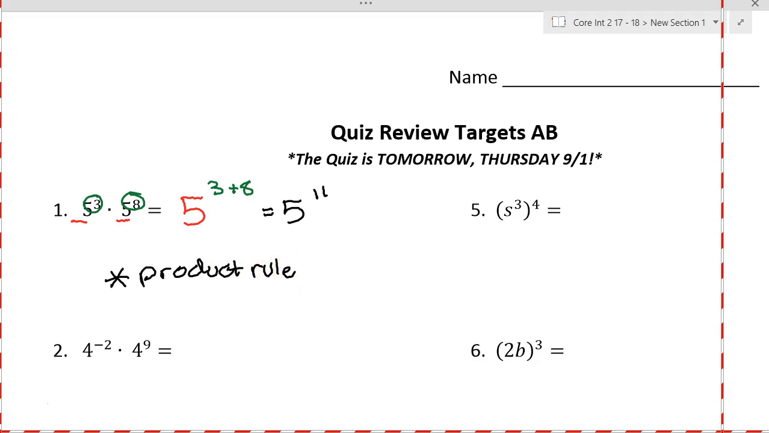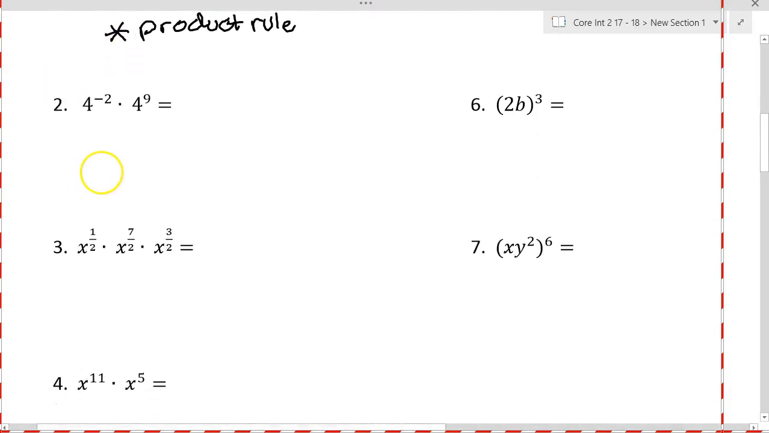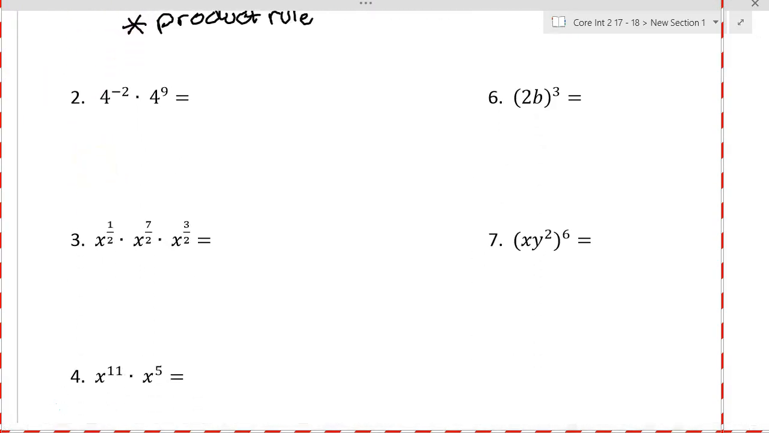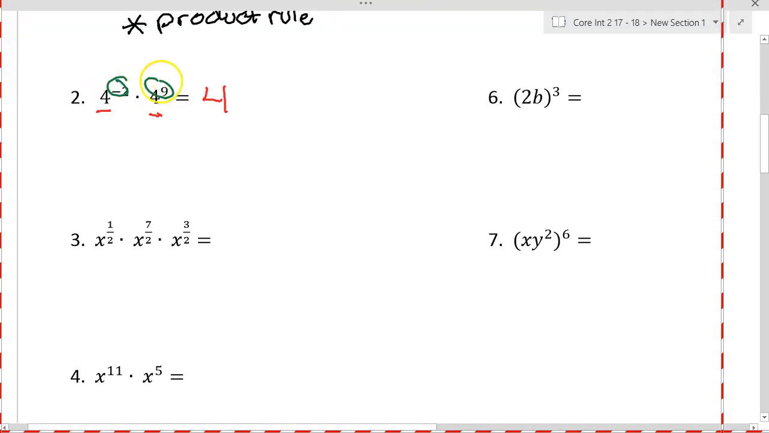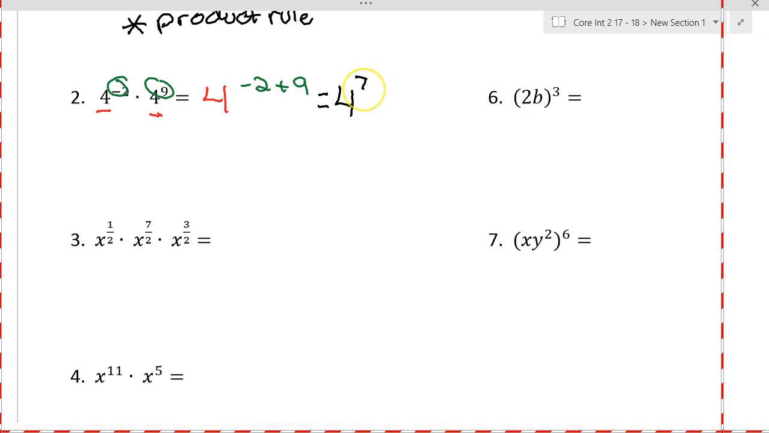All right, looking at number 2, we go down. This is also a product rule, right? I have 4 to the negative 2 times 4 to the 9. Again, our base stays the same, and I add my exponents. Negative 2 plus 9, which equals 7, so 4 to the 7. Again, product rule.